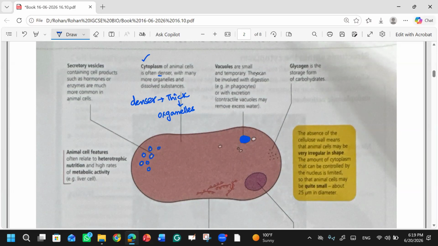There are vacuoles like this. These are very small as compared to the plant cell. We will see in the plant cell they can be involved with digestion or with excretion. Contractile vacuole, okay. The most important thing they have mentioned is that sometimes bacteria or any infectious particle enters our body and tries to enter our cells. So when they try to enter our cells, inside our cells there are vacuoles present.